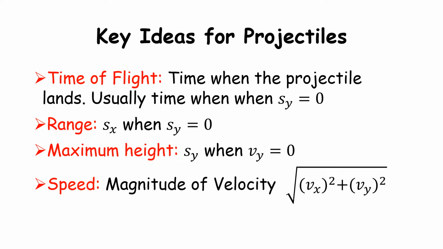The maximum height will be Sy, so height in the y direction, when Vy equals 0. So just like when we were working in vertical motion, the projectile stops ever so slightly, just for a split second, but only in the y direction. Remembering that Vx, the x component of velocity, is constant. There is no acceleration, so it's not changing. The last piece you need to know is that speed is the magnitude of velocity, and when we have the velocity vector, we can get speed by the square root of the x component squared plus the y component squared, all under the square root.